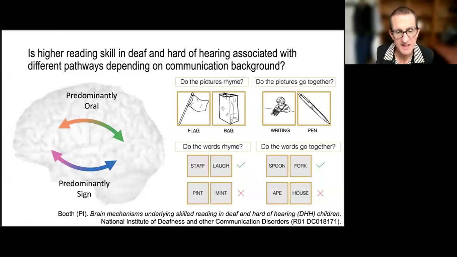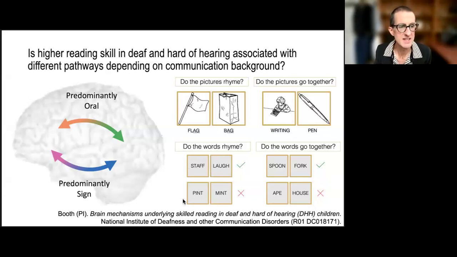just to back up a little bit, in children who are deaf and hard of hearing, a lot of these kids tend to struggle with learning to read, although there are huge individual differences. Some kids are really great readers. So the basic question was, is higher reading skill in deaf and hard of hearing kids associated with different pathways depending upon their communication background? So we are giving localizers to these kids, localizing phonology and semantics, and then we want to see how those regions are engaged in reading tasks.